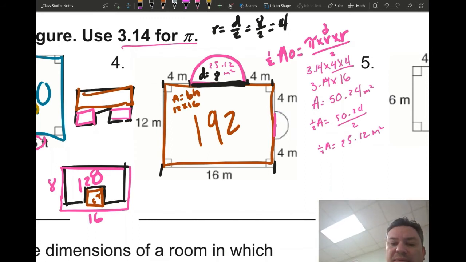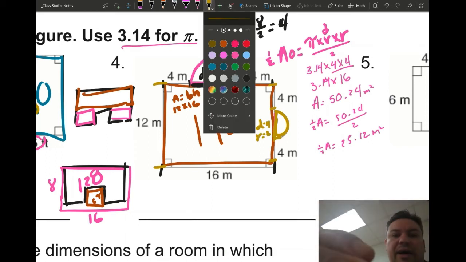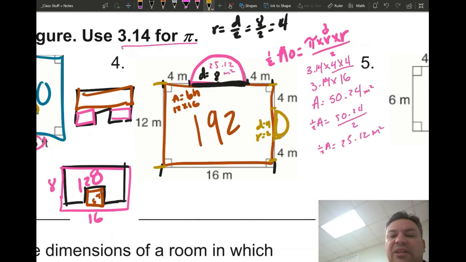Now I have to do the same for the smaller one right here, and I need to know the radius right there. I know that from here to here is 12, and I'm taking away 8. So 12 minus 8 is also 4. So my diameter is 4, which means my radius has to be 2. Half of the diameter is the radius.